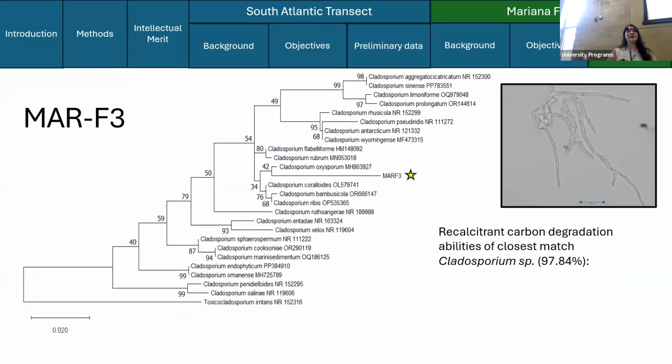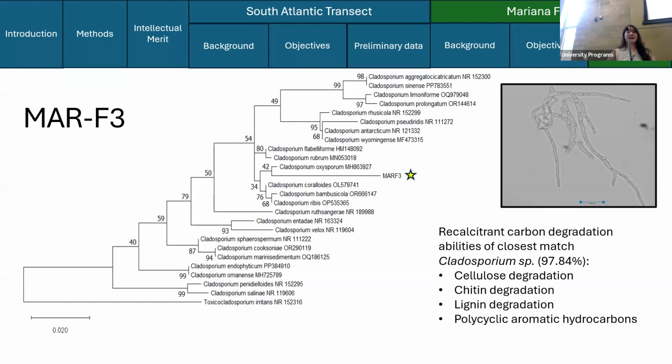The second organism is our third isolate, and it is most closely related to Cladosporium species at 97%, which in literature has been found to degrade cellulose, chitin, lignin, and polycyclic aromatic hydrocarbons.